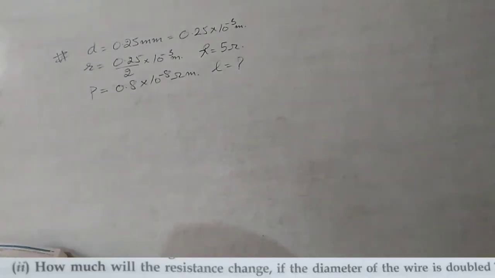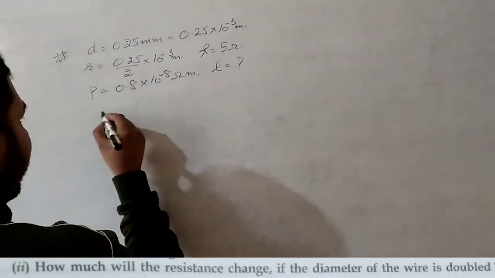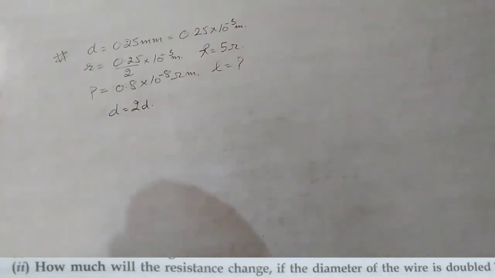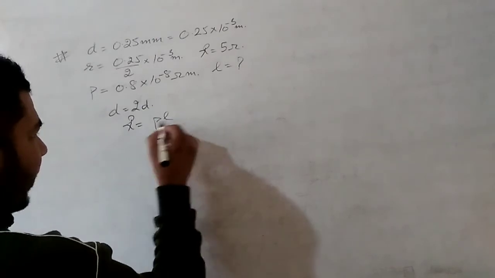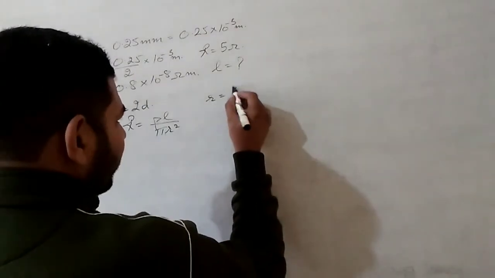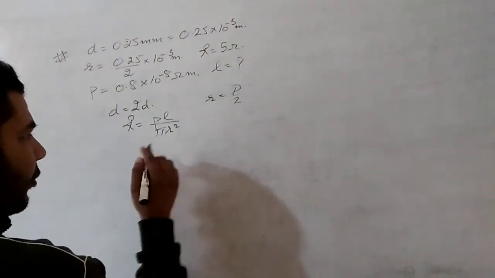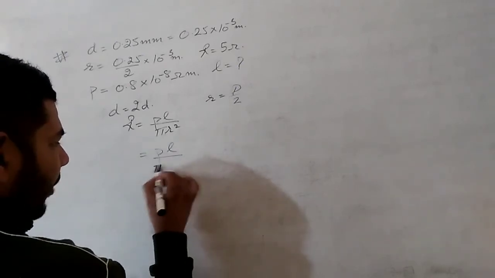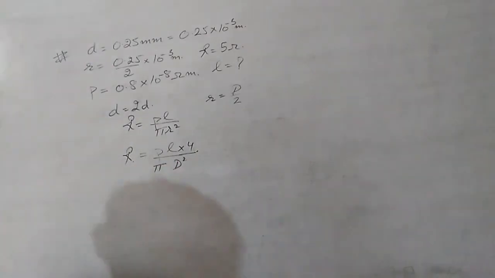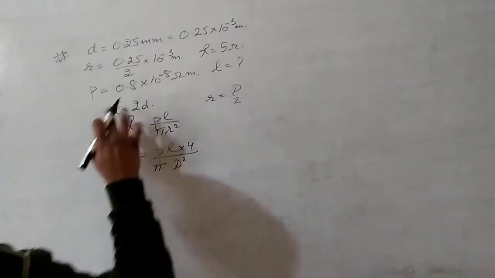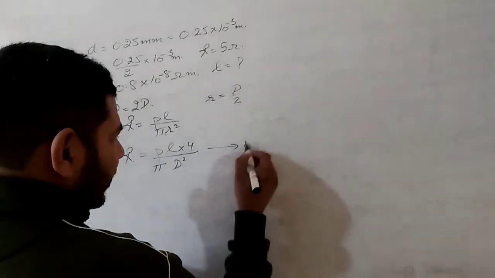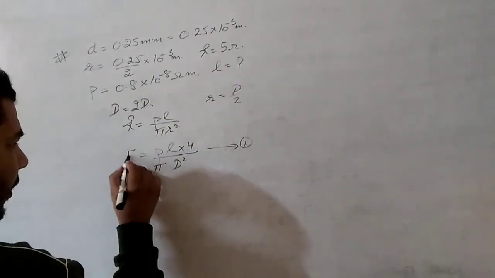Second part. What will be the resistance change if the diameter of wire is doubled? Now we are doubling the diameter. So resistance R is equal to rho L by pi r square. We know that r is equal to D by 2. So here we are putting the formula, rho L by pi into D square by 4. So we are getting this formula. In this formula we will double the diameter. Here we have to write capital D.